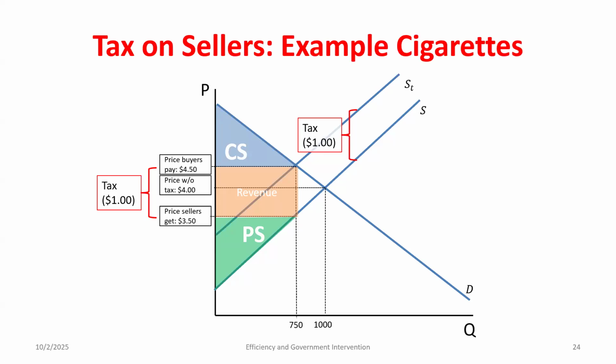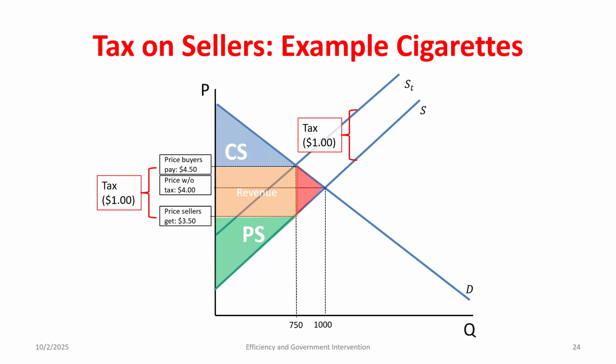Now, we talked about this red area represents what? Deadweight loss, right? It was the loss of surplus from the fact that we're no longer at that equilibrium quantity, we're somewhere lower. What's the height of that triangle always going to be? The value of the tax.